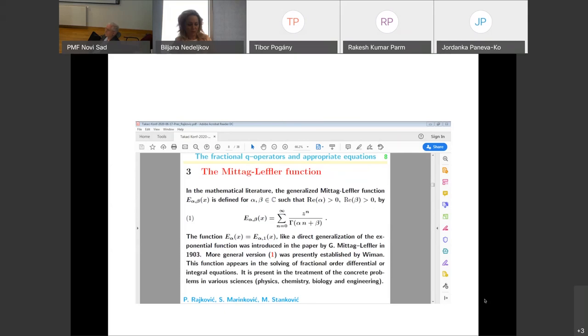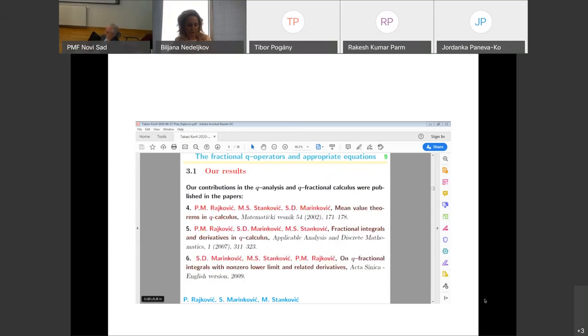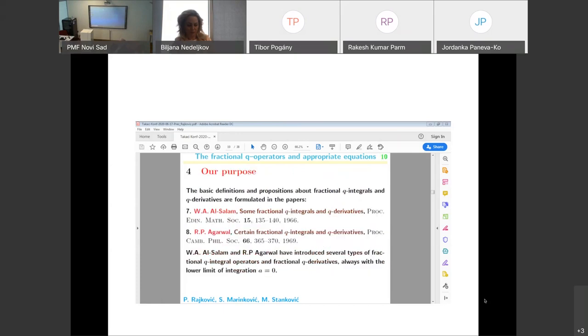Introduction of fractional derivatives led to new special functions. Here are our first papers published about fractional integrals. The basic definitions of fractional integrals and derivatives were given by Parmar and Parmar. As you notice, they always start with lower limit of integration equal to zero.